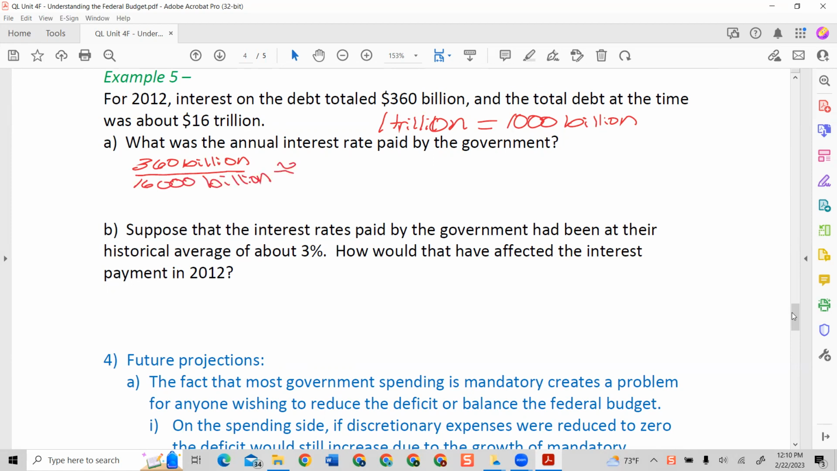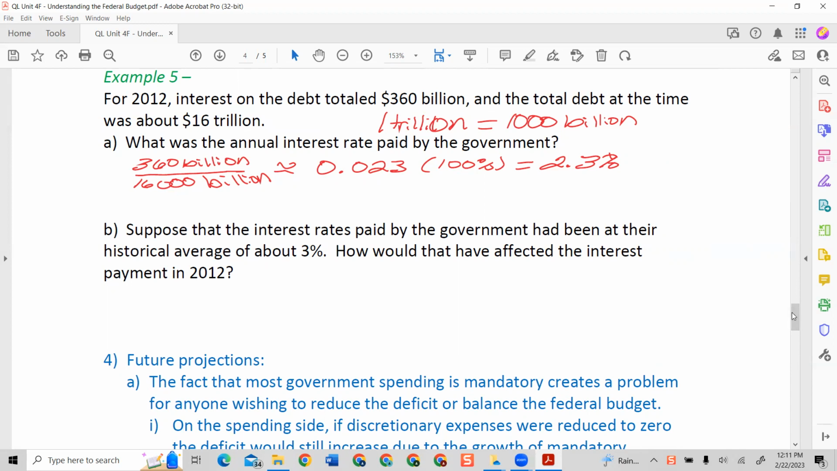And now let's divide it out. I get this. And let's multiply it by 100%, or you can just move the decimal 2 places to the right, and we get 2.3%. Okay, so let's move to B. So that answers that question. What was the annual interest rate paid by the government? It's 2.3%. Suppose that the interest rates paid by the government had been at their historical average of about 3%. How would that have affected the interest payment?